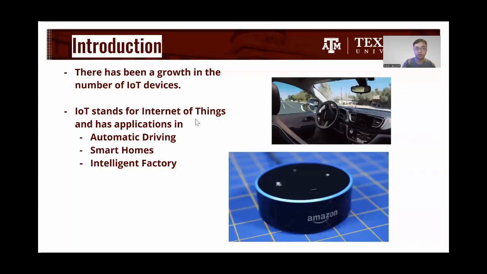So there's been a growth in the number of IoT devices, and if you're not familiar with them, they're used in automatic driving, smart homes, and intelligent factories. So over here, I have a GIF of an automatic driving car, and then below that, I have an example of an Amazon Alexa.